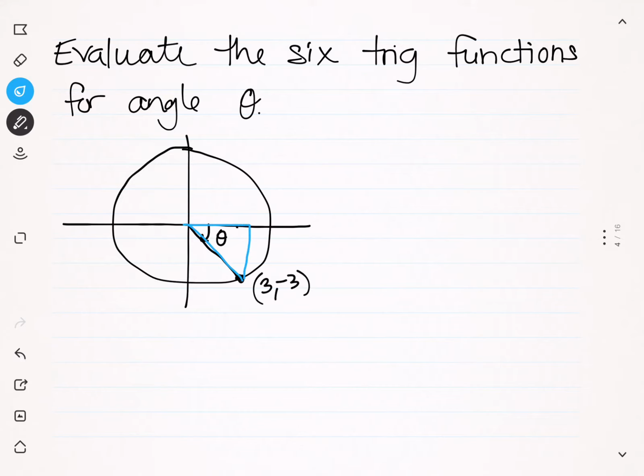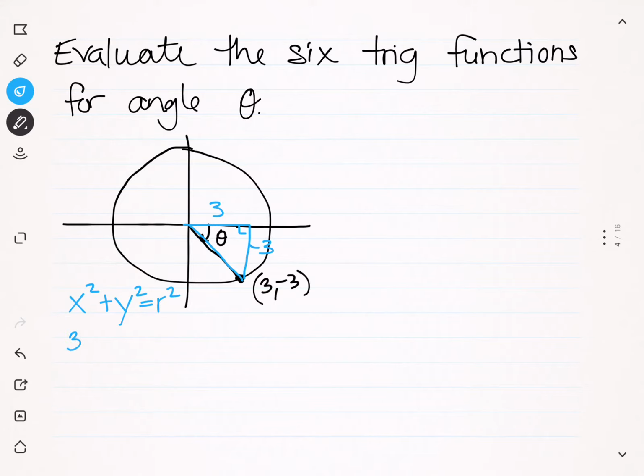We know that the x value, the horizontal distance, is positive 3. We know the y value, the vertical distance, is negative 3. That's from the xy coordinate. And we need to solve for the radius. So we're going to use the equation of a circle, or you could also just use the Pythagorean theorem. It's the same thing. So x squared plus y squared equals r squared.